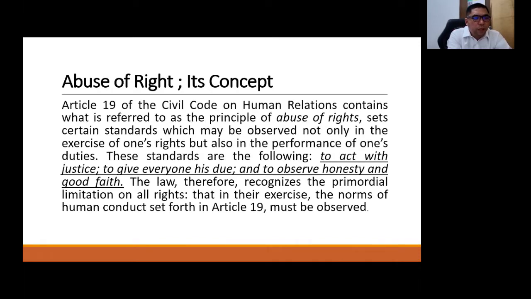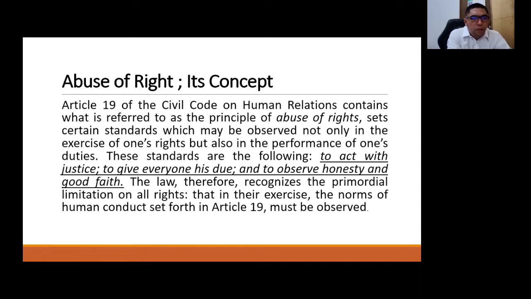Abuse of right, its concept. Article 19 of the Civil Code on Human Relations contains what is referred to as the principle of abuse of rights. It sets certain standards which must be observed not only in the exercise of one's rights, but also in the performance of one's duties. These standards are the following: to act with justice, to give everyone his due, and to observe honesty and good faith. The law therefore recognizes the primordial limitation on all rights, that in their exercise, the norms of human conduct set forth in Article 19 must be observed.